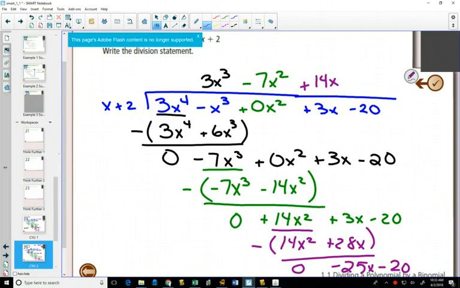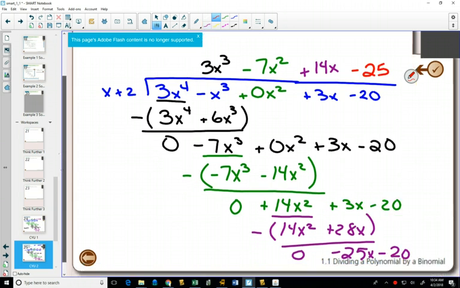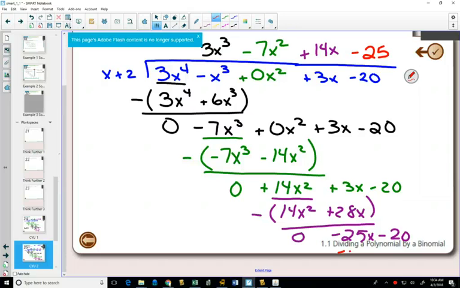What would I have to do to get a minus 25x? Multiply by minus 25. I'm running out of colors. We'll go red. And sure enough, we get minus 25x. Minus 25 times 2 is minus 50. Subtract: negative 20 minus a negative 50 is plus 30. And so we get a remainder of 30.